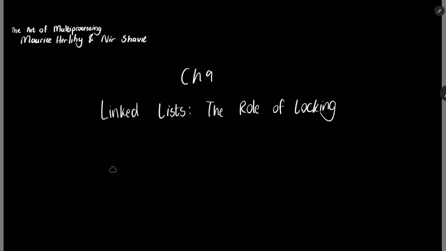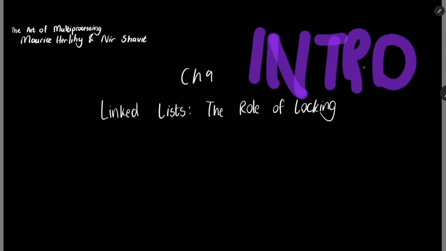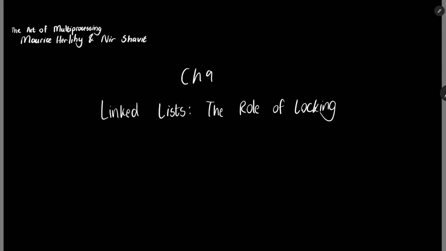Okay, so after how many months of not recording, I'm back and I'm recording videos on concurrency, and the content comes from The Art of Multiprocessing, that book by these people over here. I'm going to be speaking in this video about chapter 9, and this is just going to be an introduction to the content of that chapter. In the next videos, I'll go further in depth. So, it's linked lists and the role of locking.